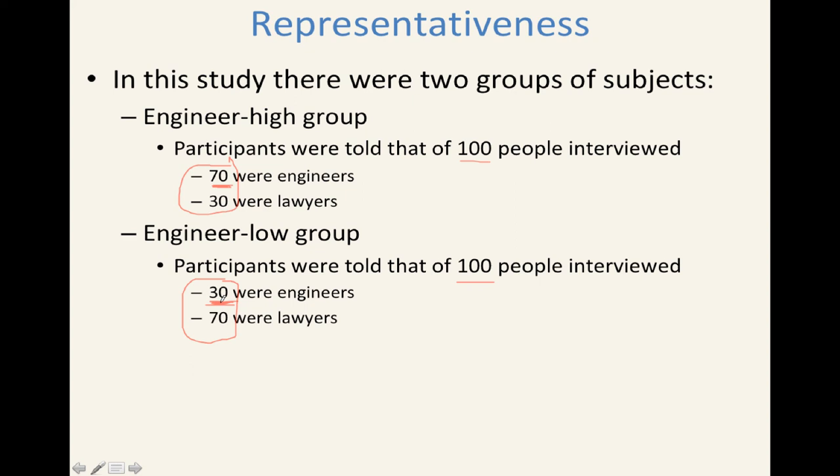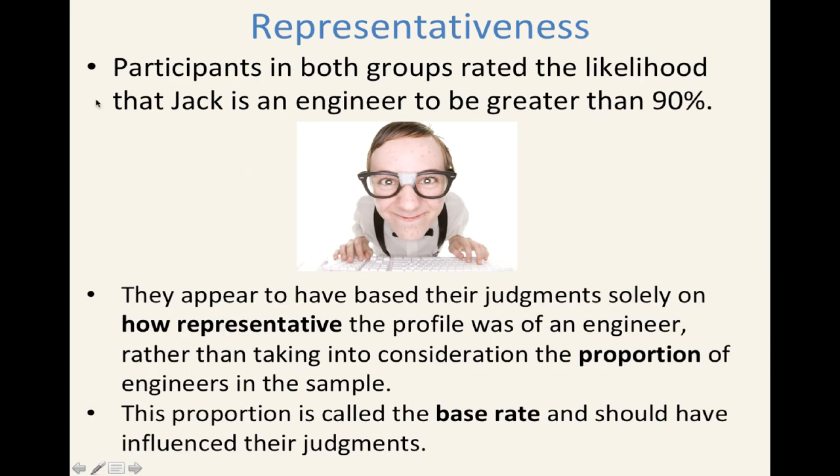When people are asked to figure out, hey, so here's this information, there are 100 people, 70 are engineers, 30 are lawyers, or 30 were engineers and 70 were lawyers, and then you read the story about Jack and you read that information, that stereotype is so powerful that basically it didn't matter which group they were in. Both groups rated the likelihood that Jack is an engineer to be greater than 90%. We are relying on our heuristic, this representativeness heuristic, to come up with this answer.